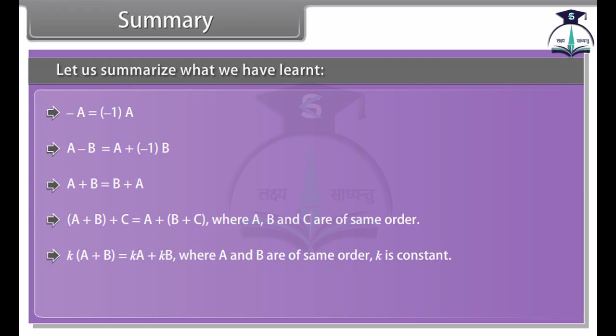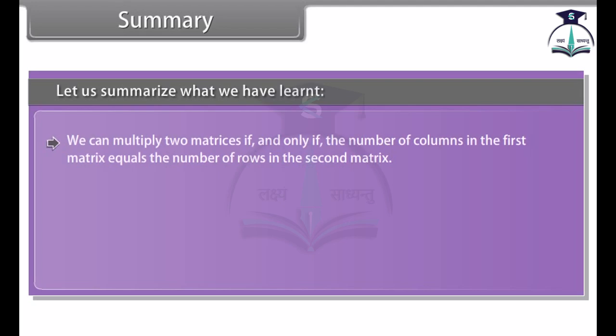K is a constant. (K plus L) into A is equal to K into A plus L into A, where K and L are constants. We can multiply two matrices if and only if the number of columns in the first matrix equals the number of rows in the second matrix. A into BC is equal to AB into C. A into (B plus C) is equal to A into B plus A into C. (A plus B) into C is equal to A into C plus B into C.